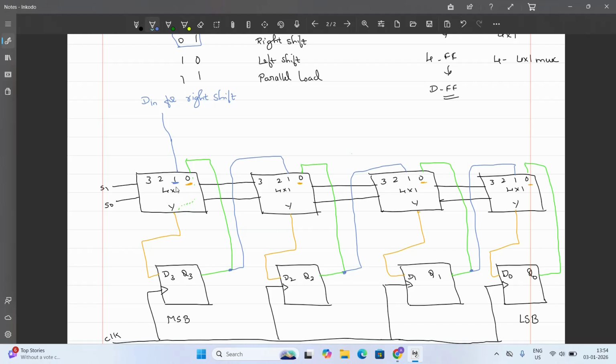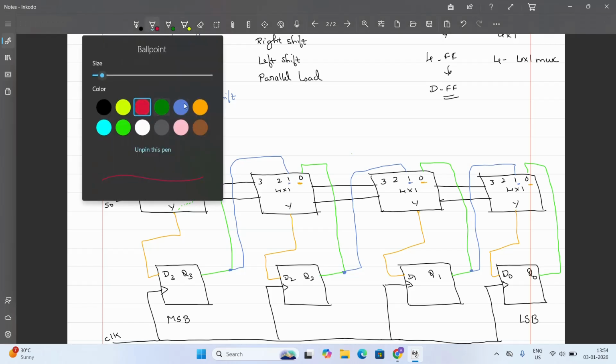Okay. So for right shift, direct data is given to the first one and the output of the first goes as input to the next. Output of this goes as input to the next, like this. But they are all pin number one, okay? All pin number one should be connected because you are doing right shift for the 0, 1 combination. Okay, I hope this is clear.